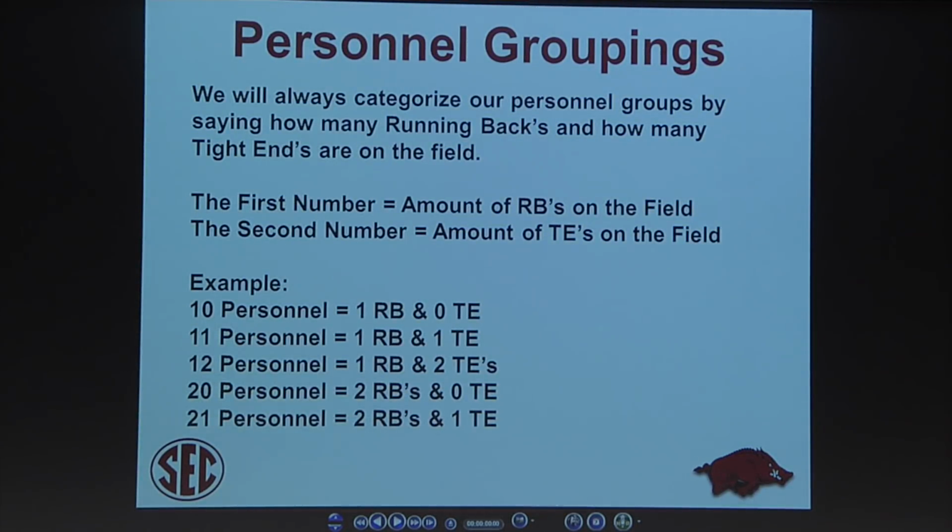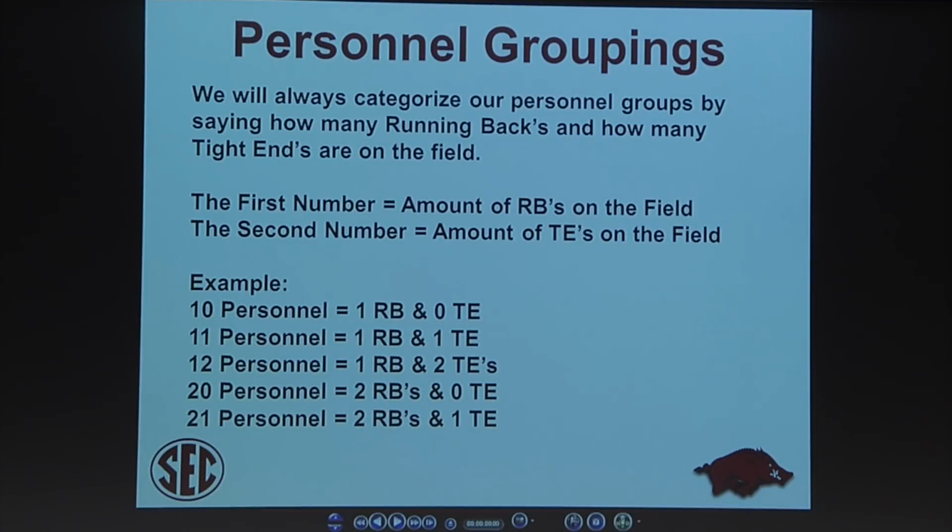Just personnel groupings. I've got about 10 minutes here, but things that you want to hear, that we hear, and maybe you know, but you don't know exactly what it all meant. We'll always categorize our personnel groups by saying how many running backs and how many tight ends are on the field. Same way with defense. You see some of these guys on Saturdays and Friday nights and Sundays, they'll hold cards up. Defenses will hold cards up, and it'll say 12. It'll say 21. It'll say 10. It'll say 11. All they're doing is identifying what the personnel groupings are on the field.